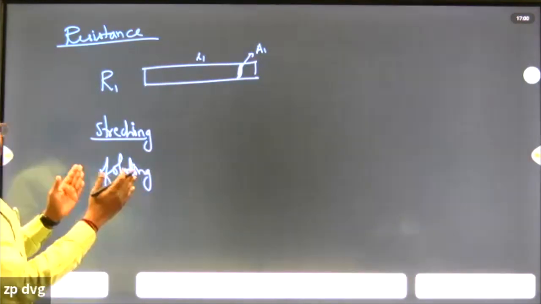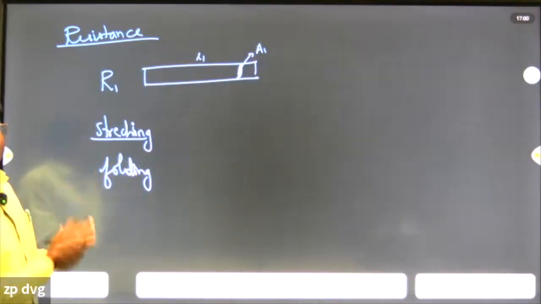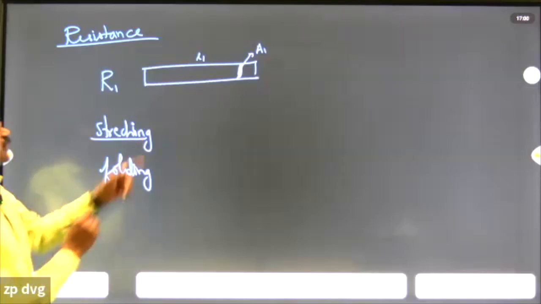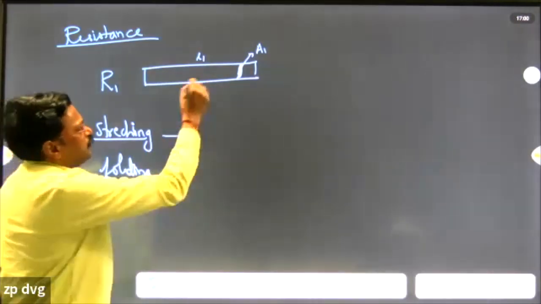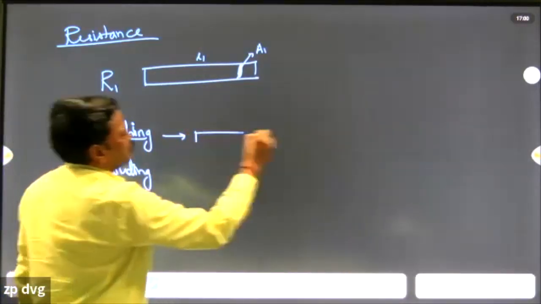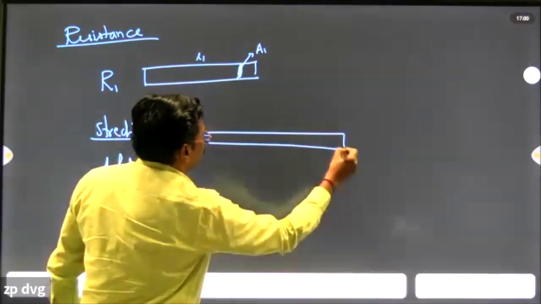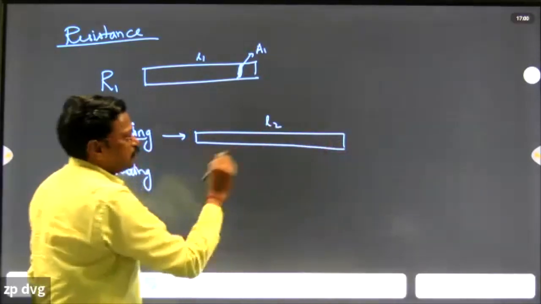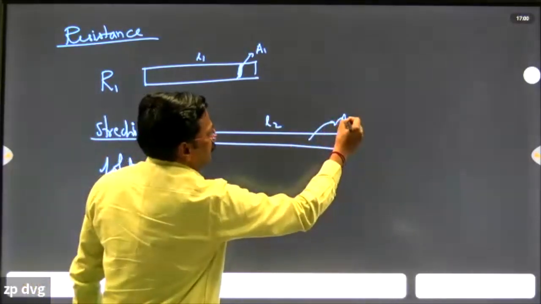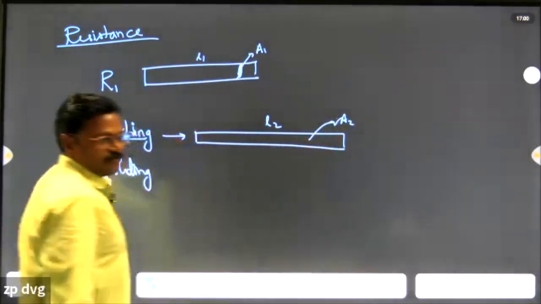Okay, if you stretch, there will be a decrease in area of cross section and an increase in length. Let's take this example of stretching. So this wire, if it is stretched to increase its length, let me consider the new length as L2 and the new area of cross section as A2.